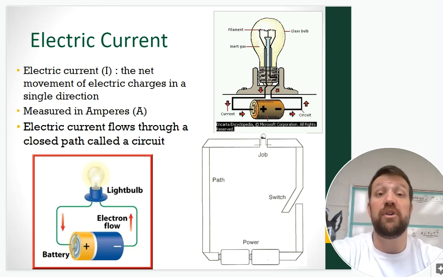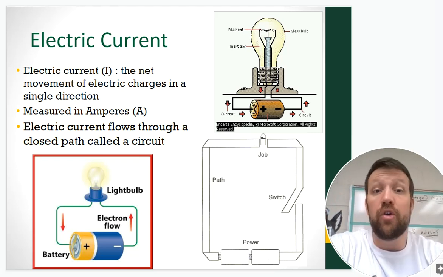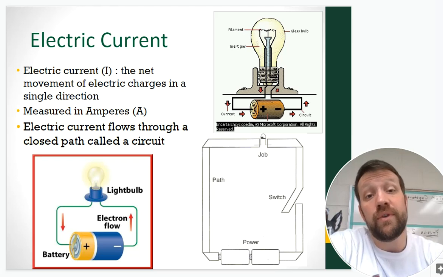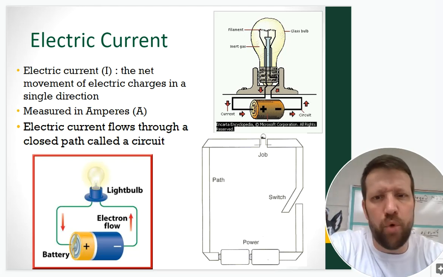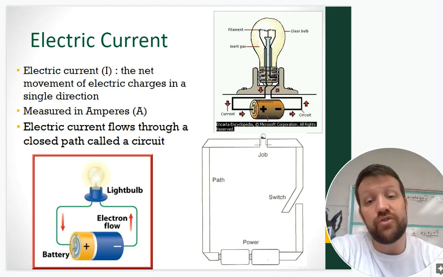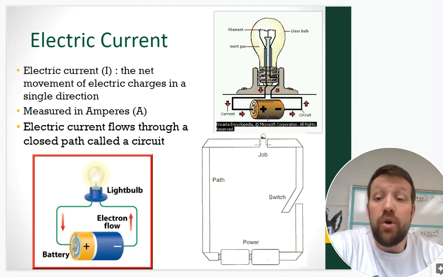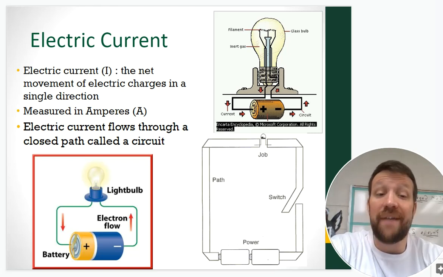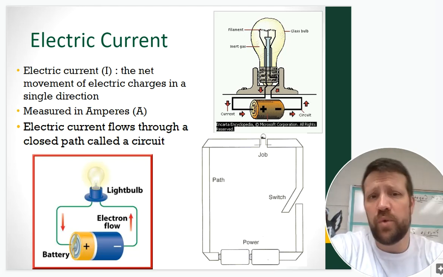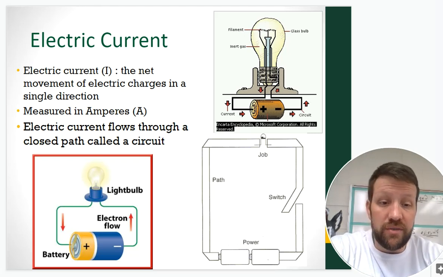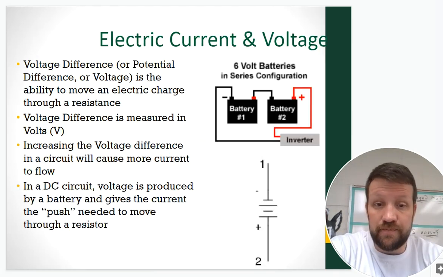So again, instead of just building up in a field around an object, they're going to move somehow. And we'll get more into that as we keep going here. But that movement is called an electric current, and it's measured in amperes. And it's the flow through a closed path within a circuit. So we'll have to define circuits here as well. And we're going to make sure we talk about all the new language that comes along with this.